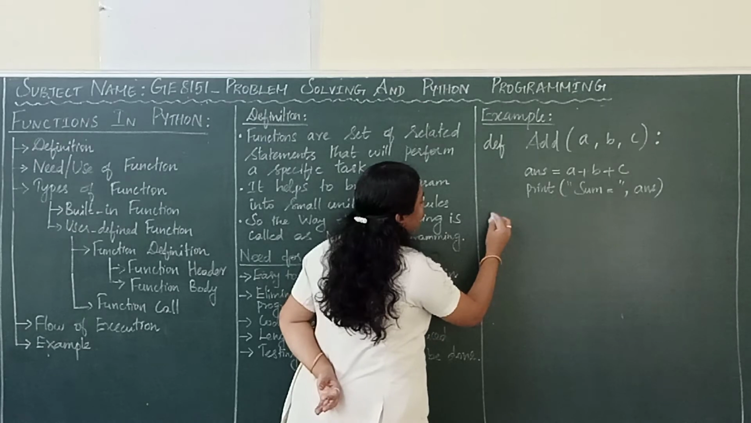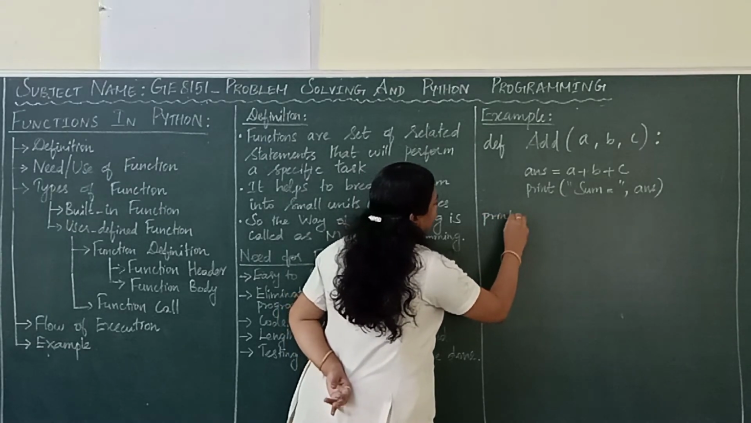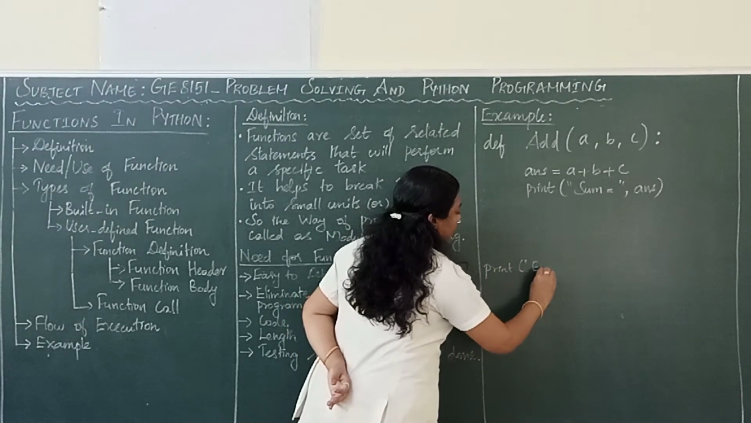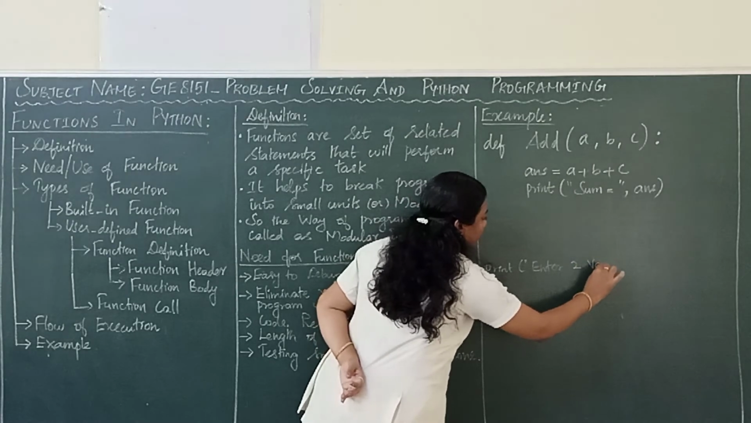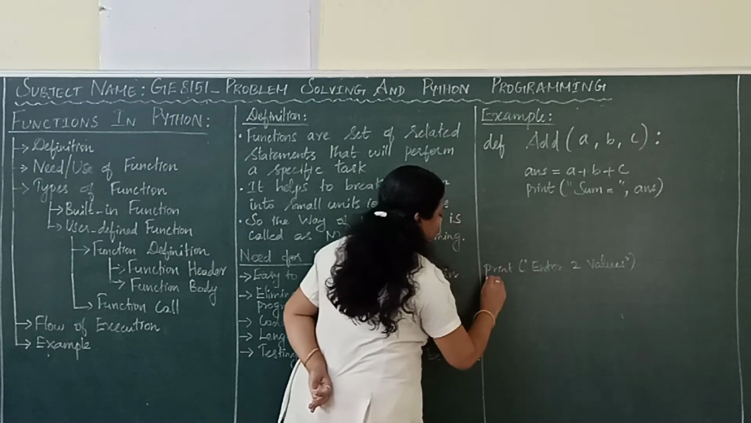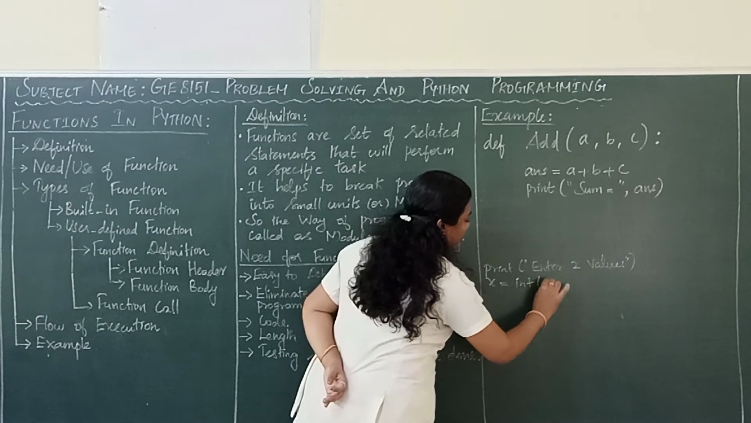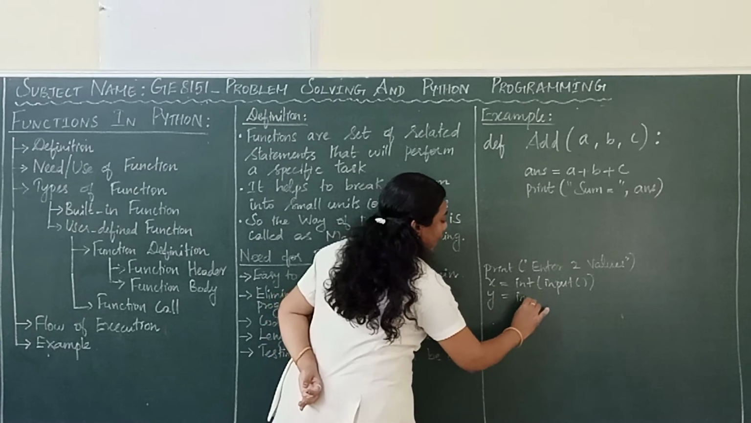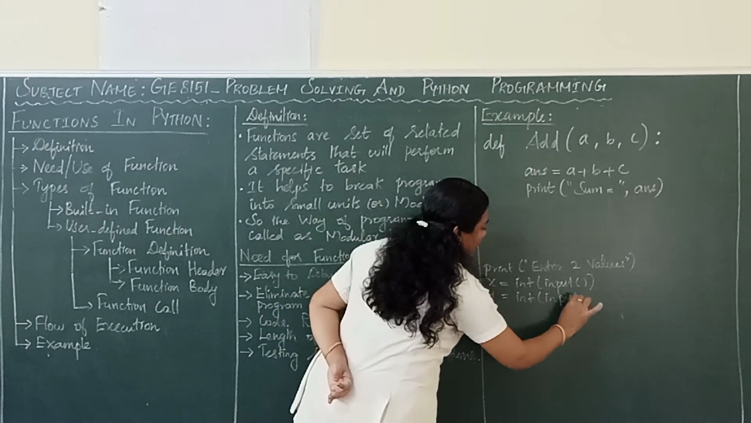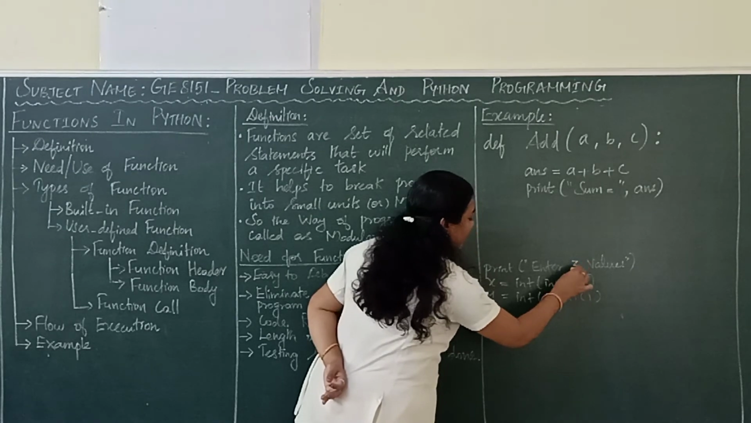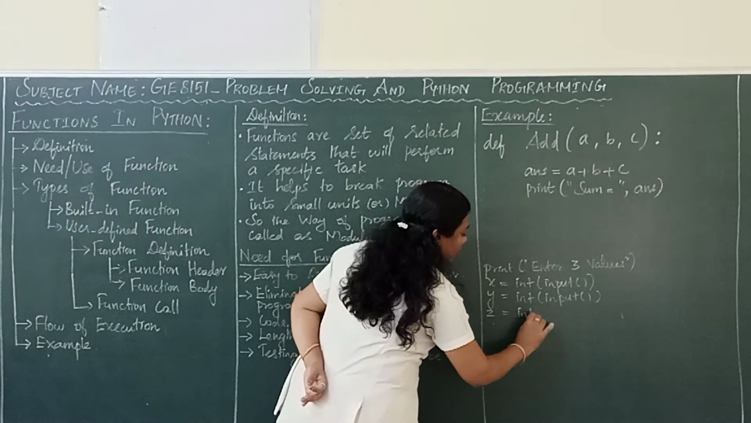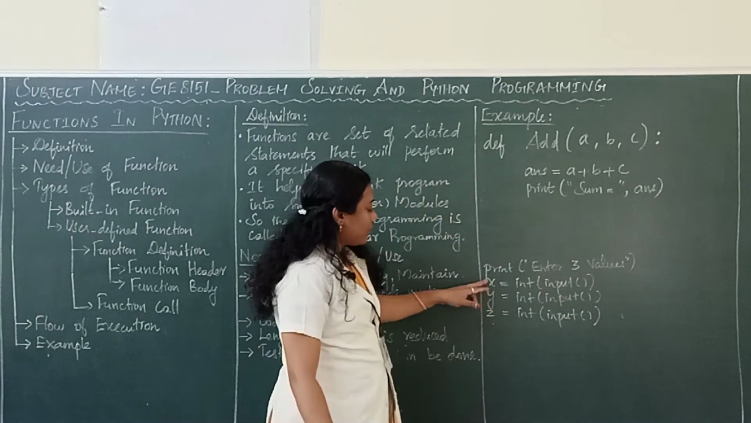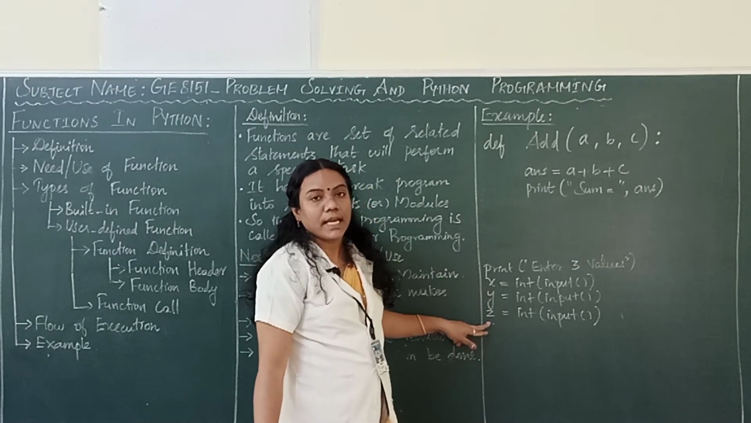For example, I write print, enter 3 values. Then x is equal to int input. What is the use of writing int input? It is used to get an integer value as input. You need to get 3 values since I am going to add 3 numbers. So x, y and z, 3 values we are getting as input.